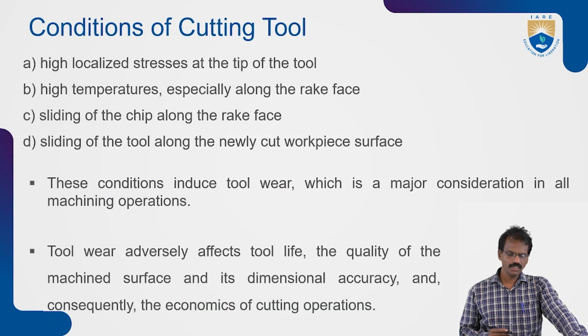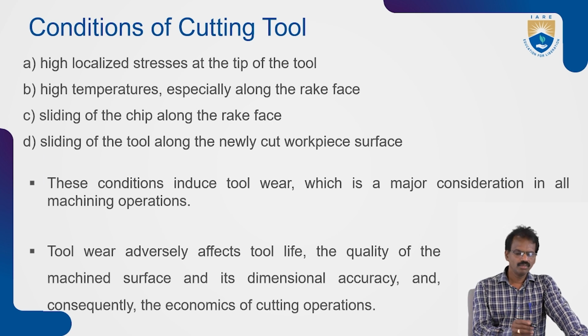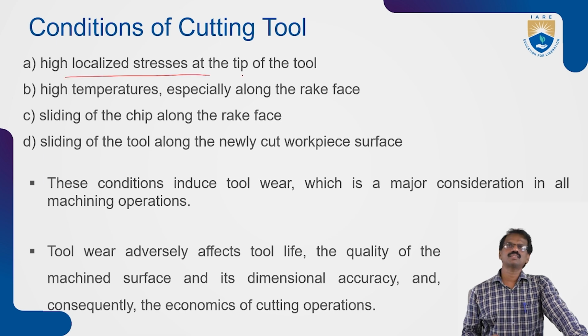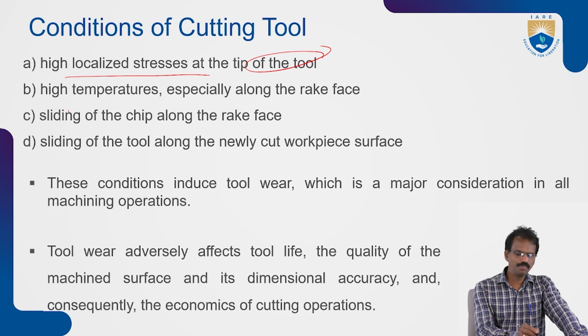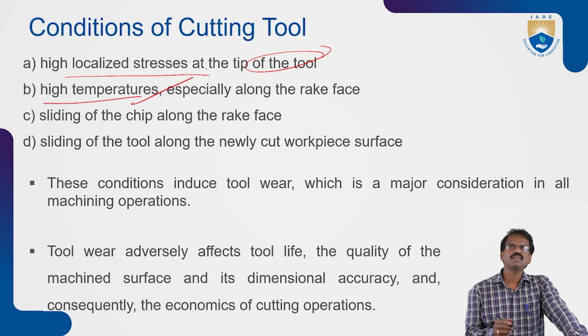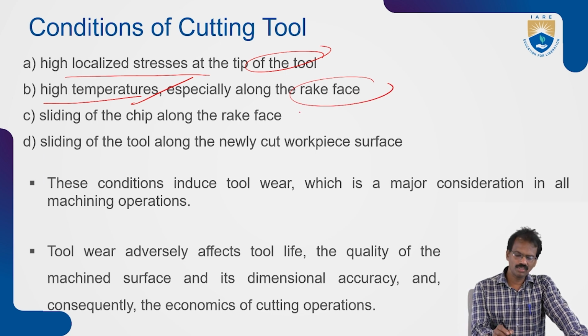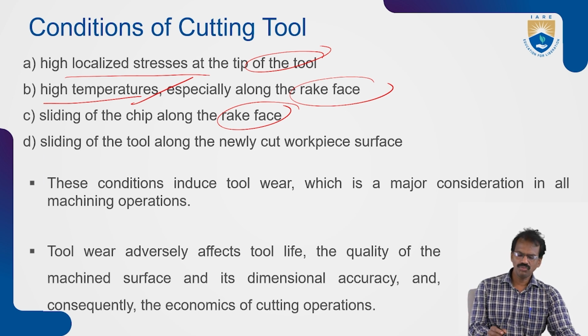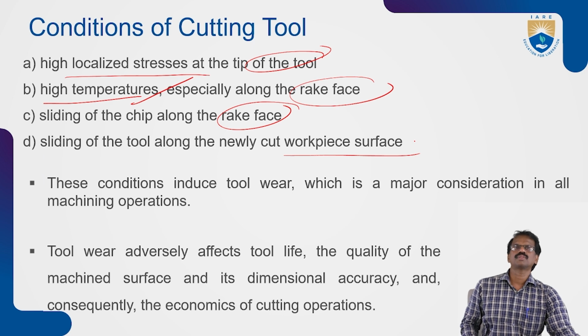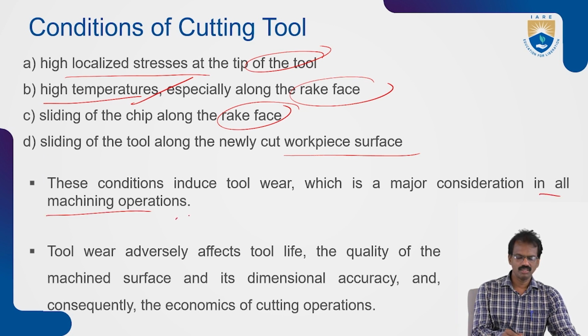First of all, we will see what are the different conditions which affect the tool wear. The first one is the high localized stresses at the tip of the tool. Next is high temperature, which is a very important parameter, especially along the rake face and sliding of the chip along the rake face. Next is sliding of the tool along the newly cut workpiece surface. So these conditions induce the tool wear, which is the major consideration in all machining operations.